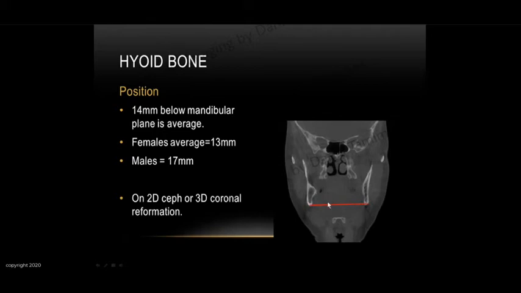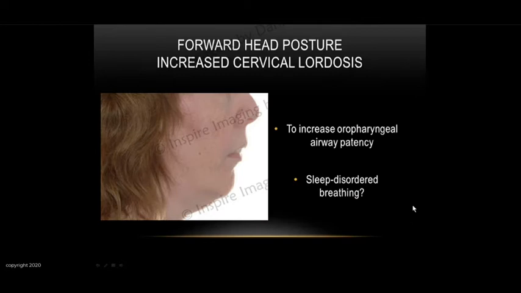And if I were to draw a line at the level of the mandibular plane and then take another line perpendicular to that and measure it from the body of the hyoid to that line, it should not exceed these numbers. So 14 millimeters below the mandibular plane is the average. Females are a little smaller than males. And you can do this on a 2D Ceph, or you can do this on a 3D, on a coronal, cone beam CT, MRI, or CT. As I mentioned, these people can't breathe properly because all that stuff has been crowded back into their oropharynx.